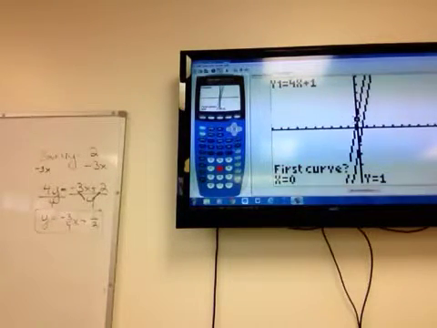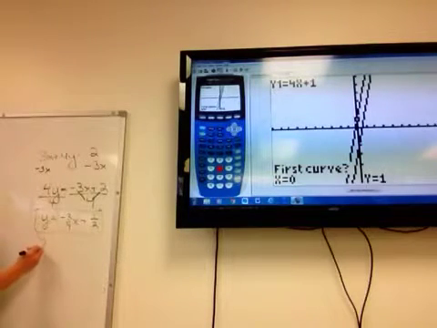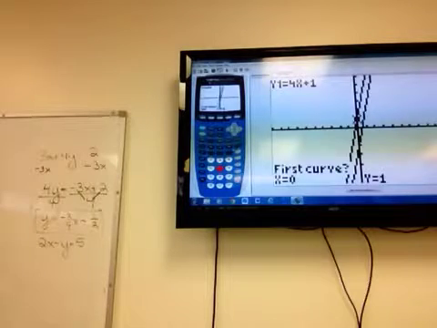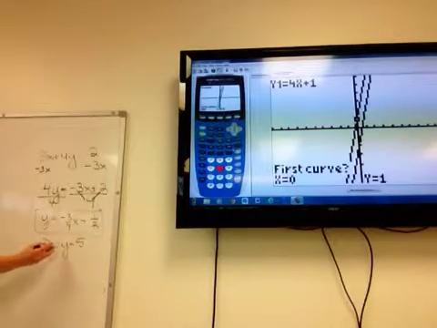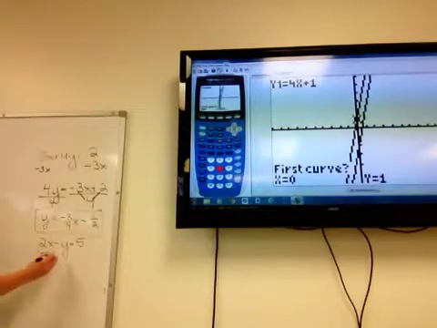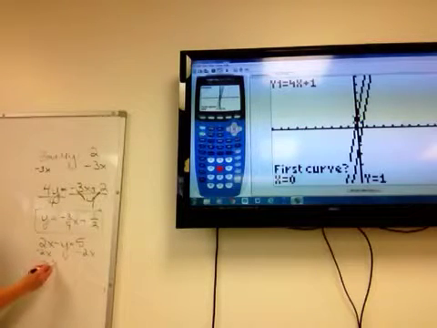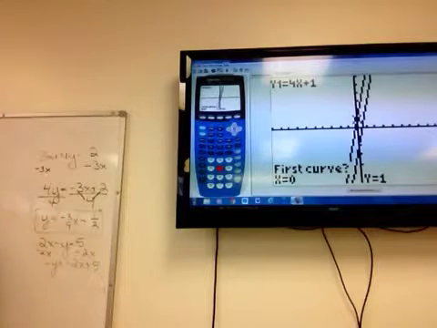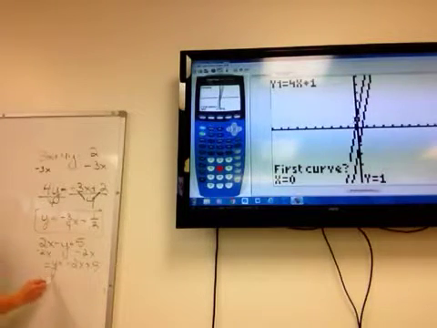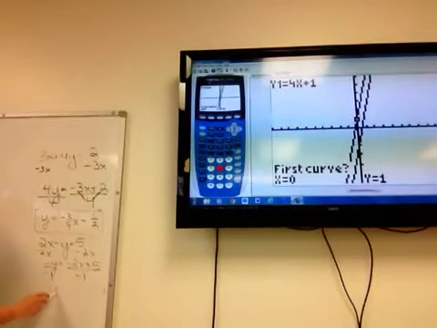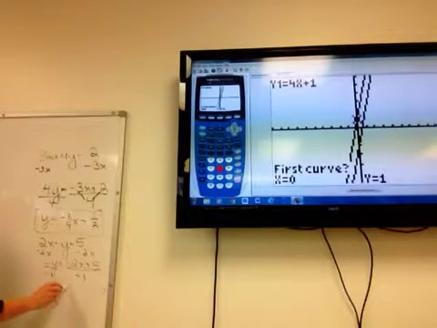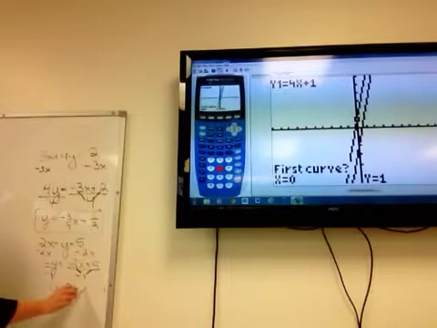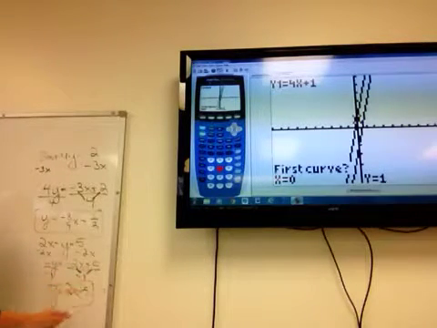And then my other one, 2x minus y equals 5. Get y alone by subtracting the 2x. And dividing by a -1 to make the y positive. -2 over -1 is +2. 5 over -1, -5.